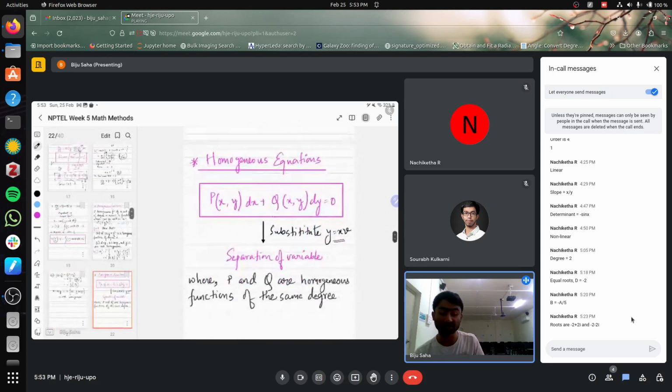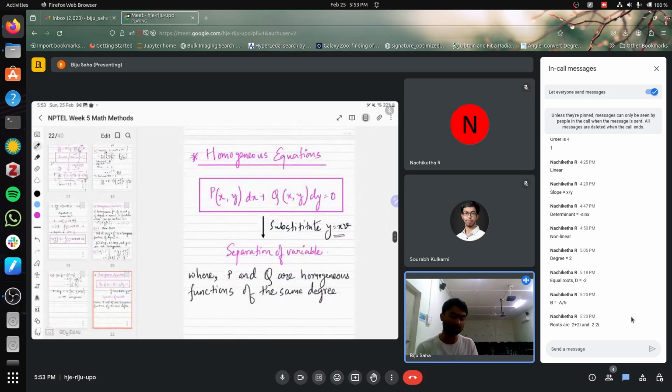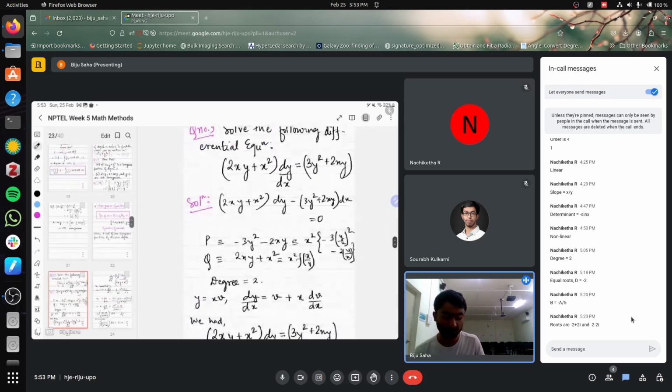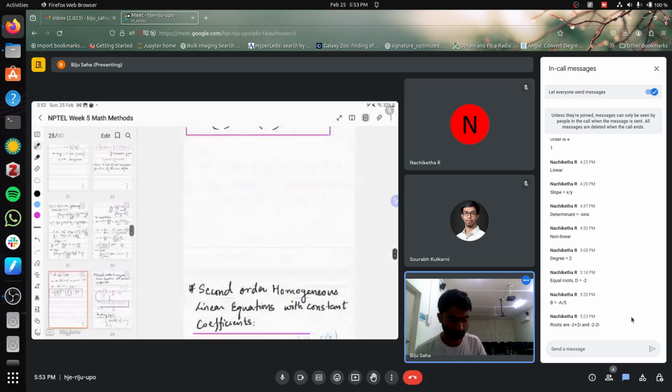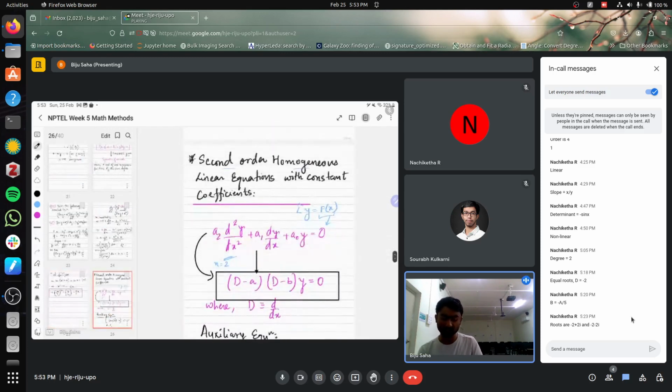And then the very next topic was the homogeneous equation. So if the two functions are homogeneous and they have the same degree, then we could make a proper substitution and easily achieve separation of variables to solve the differential equation. So we worked out one such problem. And then next we moved to the second order homogeneous linear equation.